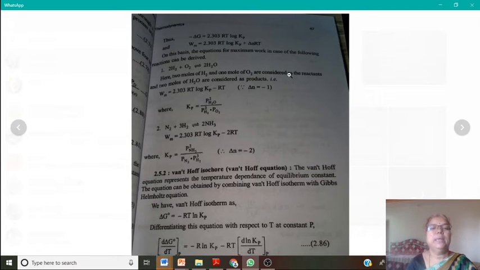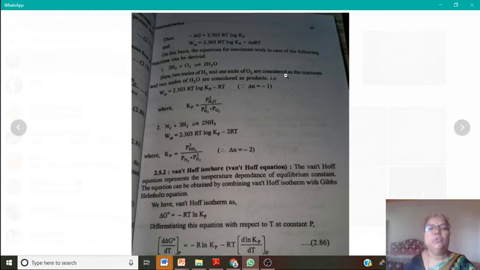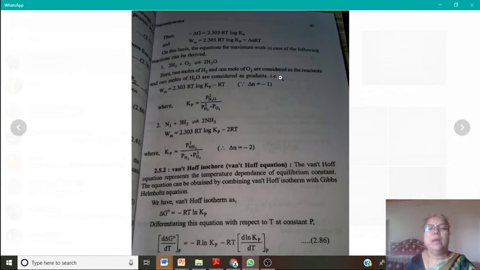Here, the first example we have 2H2 plus O2, which is in equilibrium with 2H2O. Here, the number of moles of product is 2, while the number of moles of reactant is 3. Therefore, the value of delta n here is equal to minus 1. In the first example, 2 moles of H2 and 1 mole of O2 are considered as reactants, and 2 moles of H2O are considered as products.